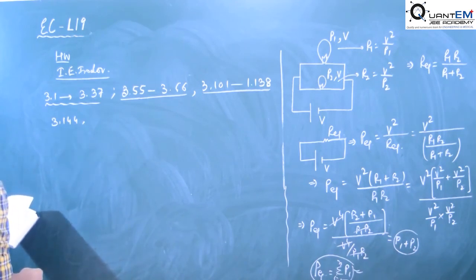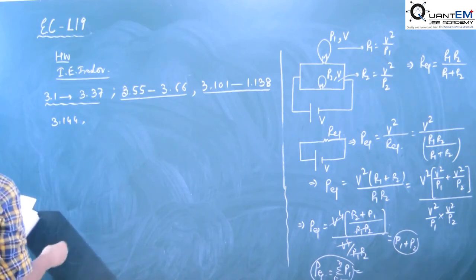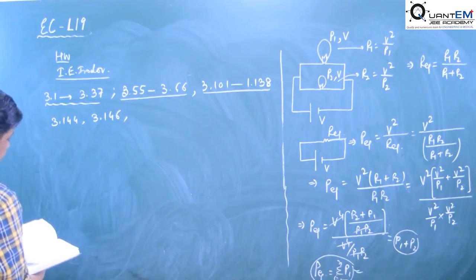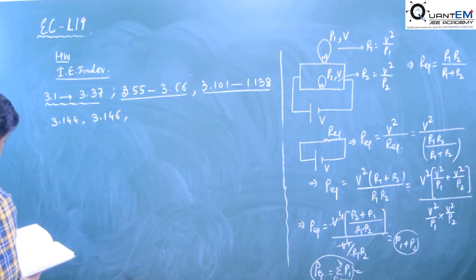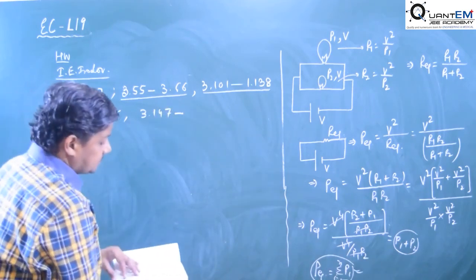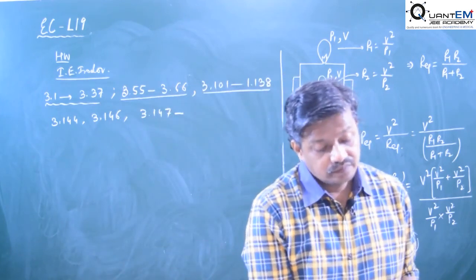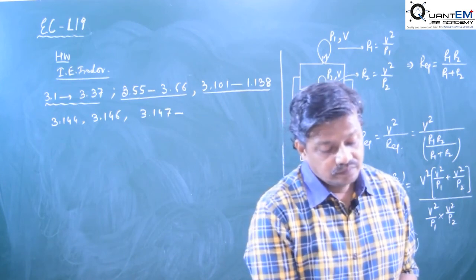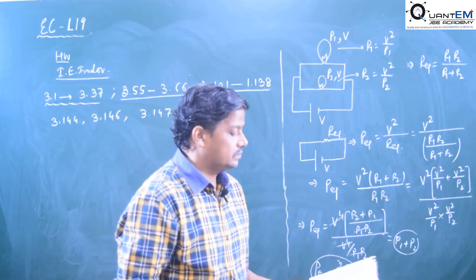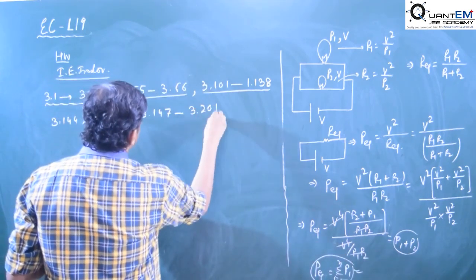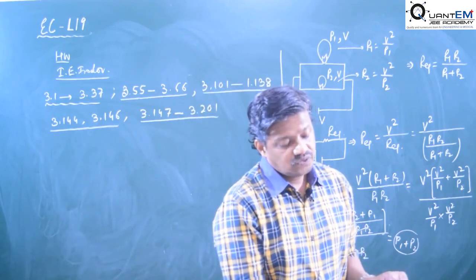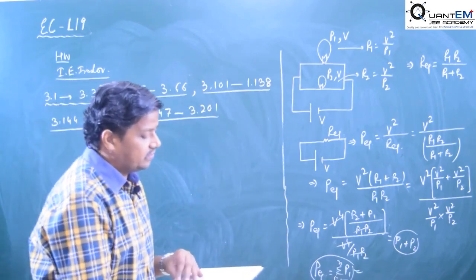Then 3.144, 3.146, 3.147, and 3.201. So initially you have to try these questions, okay? Other questions we will be giving you in the next class, okay?